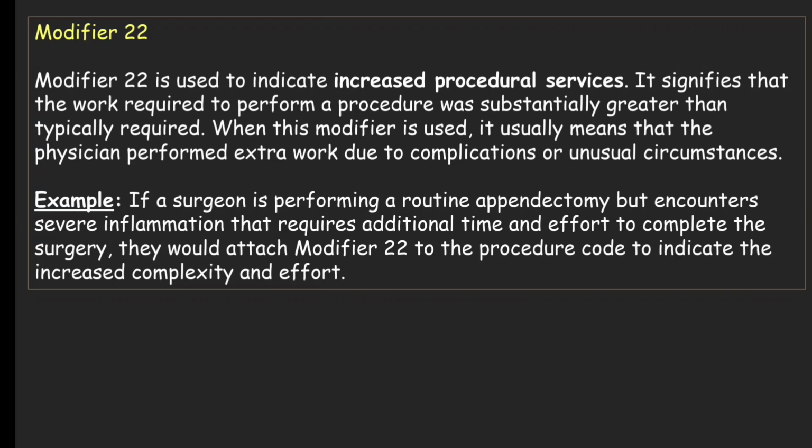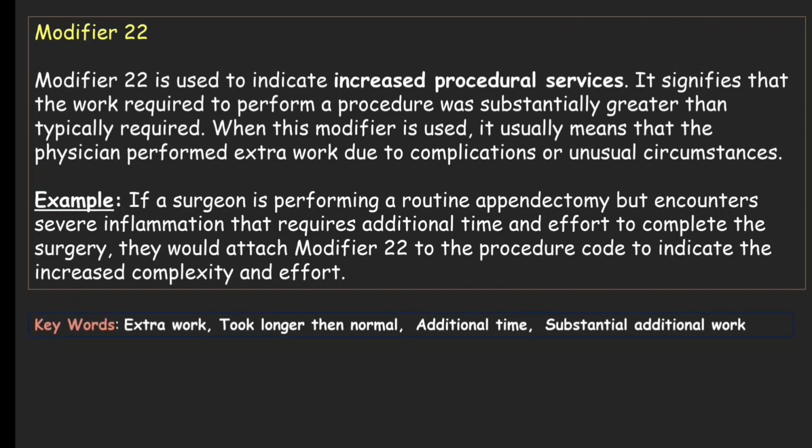So the example of modifier 22 is if a surgeon is performing a routine appendectomy but encounters severe inflammation that requires additional time and effort to complete the surgery. So in this scenario, there is additional time and effort to complete the surgery. Therefore, we should append modifier 22 to the procedure code, that is to the CPT code. Now let us see the keywords for modifier 22. The keywords are extra work, took longer than normal, additional time, substantial additional work. So all these are the keywords to identify whether or not you need to append modifier 22.